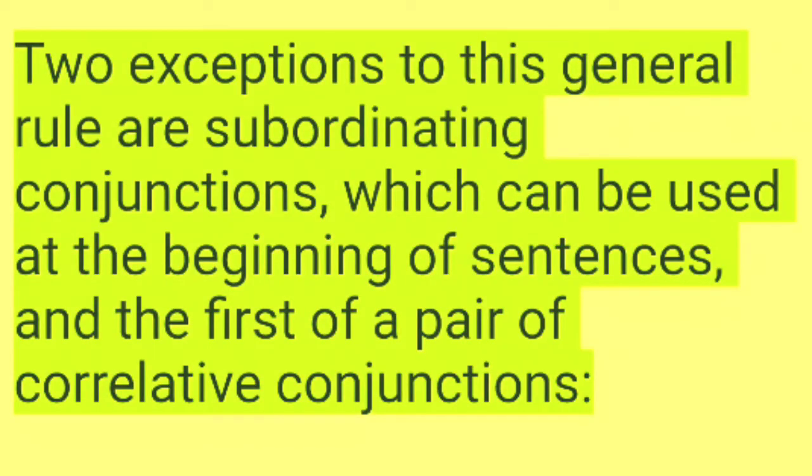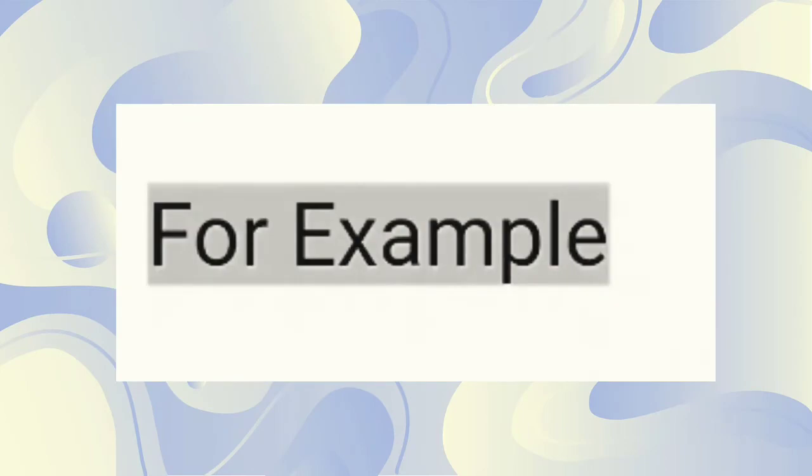Two exceptions to this general rule are subordinating conjunctions, which can be used at the beginning of sentences, and the first of a pair of correlative conjunctions. For example, since we were kids, we have loved riding roller coasters. The soup has both carrots and onions.